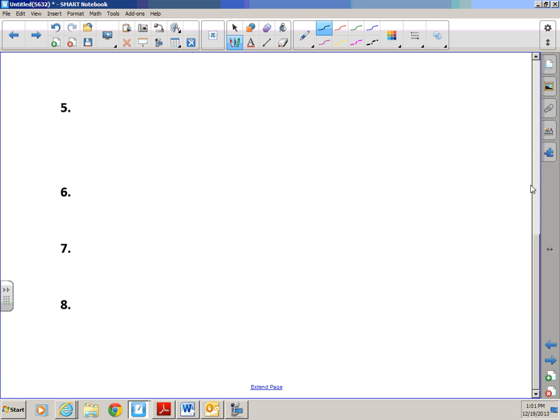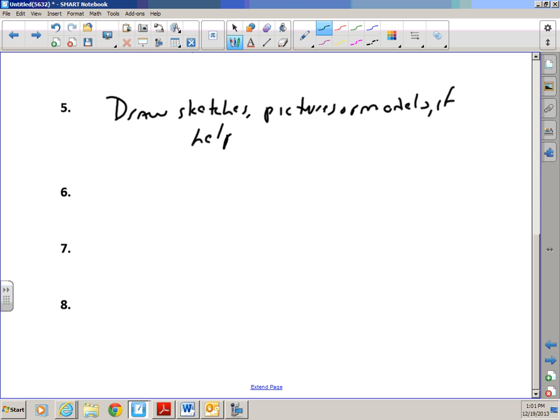Things of that nature. Number 5, another optional. Draw sketches, pictures, or models, if helpful. Now, that really depends. Some students like to lay out things that are happening repeatedly, model form or something like that. But a very typical situation is if you're given a problem that involves a geometric figure, the perimeter of a rectangle or a triangle, a lot of times it's helpful to draw out the figure and label the parts.